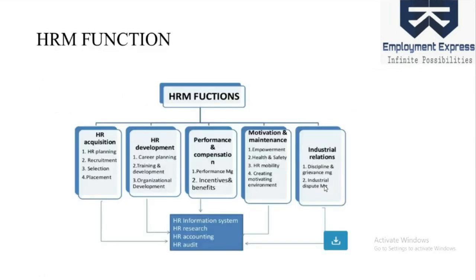Next, we will talk about the HR functions. Basically, HR functions are divided into five parts. First is HR acquisition, then HR development, work performance and compensation, motivation and maintenance, and industrial relations. We will talk about them one by one. So first is HR acquisition.